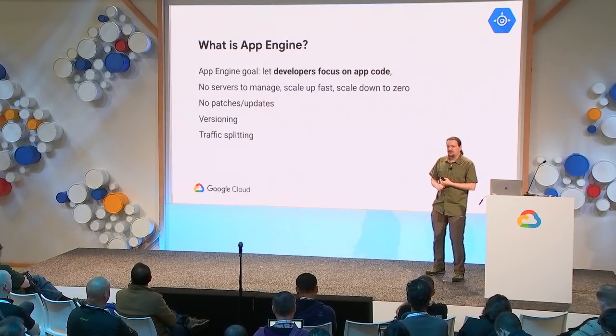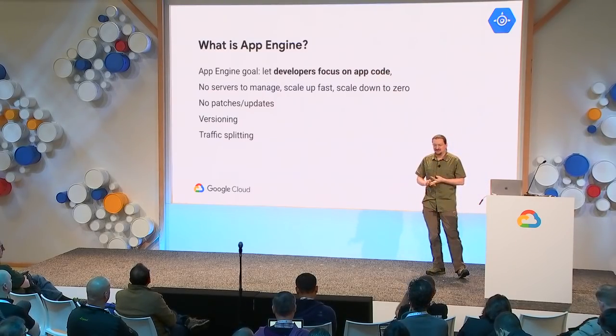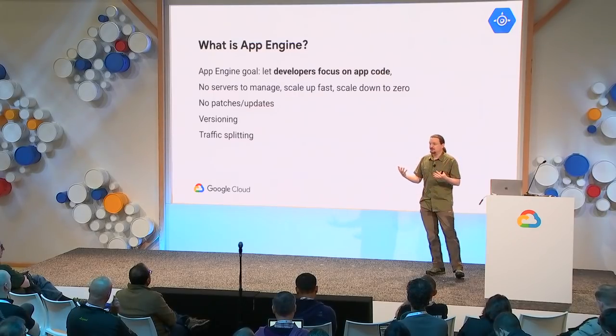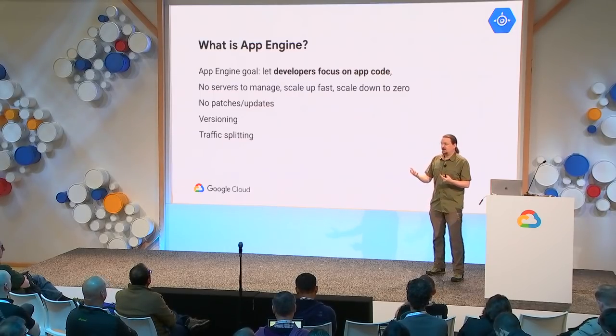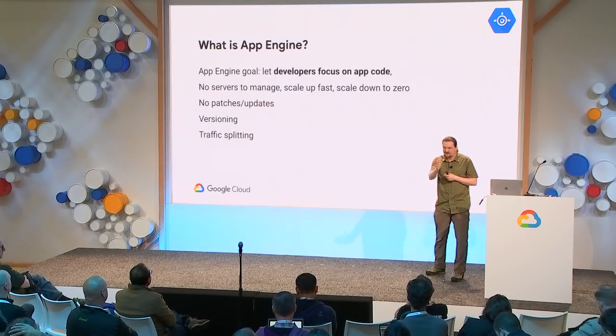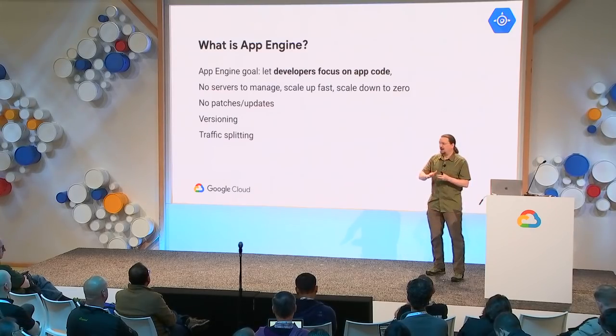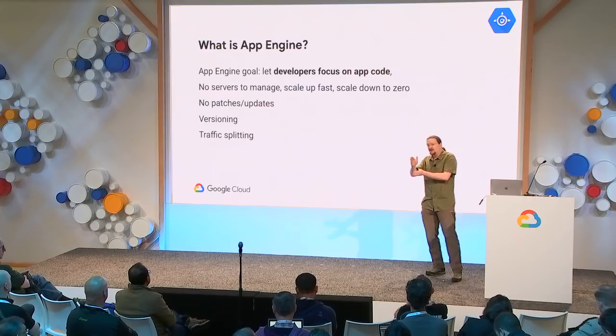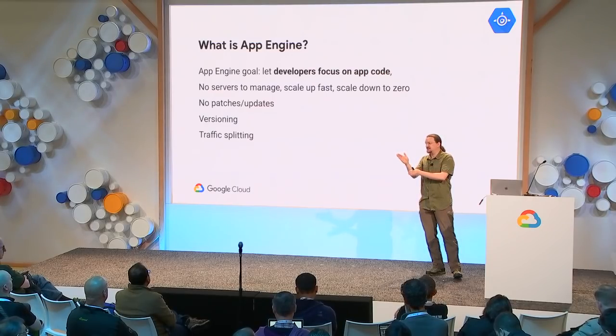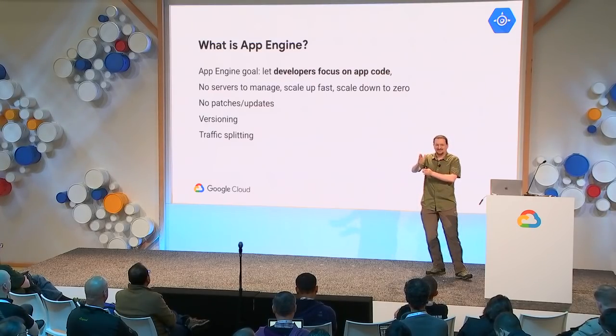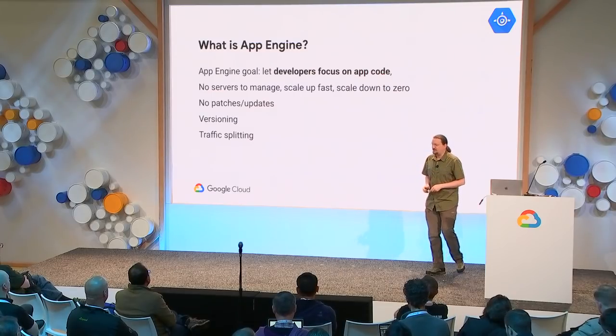Again, no servers to manage. It scales up and down really fast. But it has some additional features like versioning of the code base. And then you can do traffic splitting across those versions. So as you do a new release, you can say, oh, I'd like to give a small amount of traffic to the new release. And then, oops, roll that back, that sort of thing, if it doesn't work out.